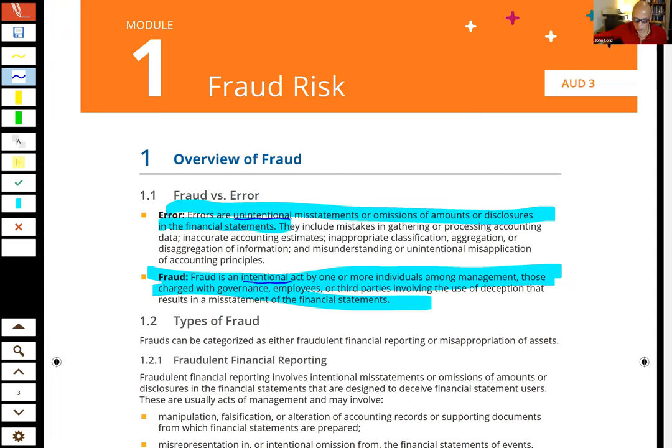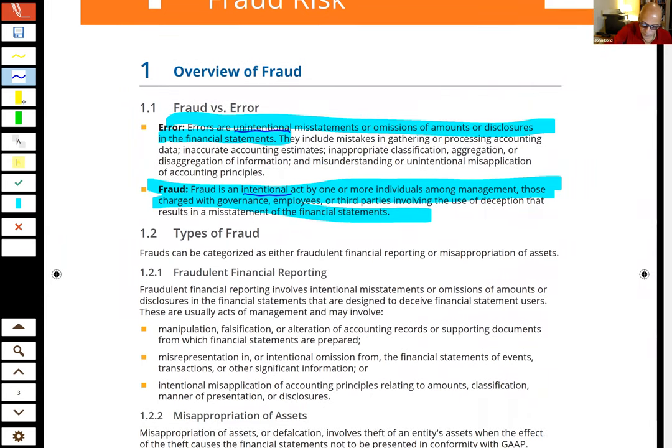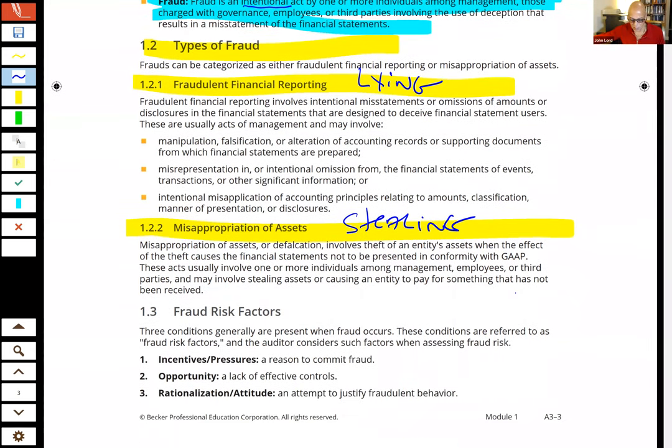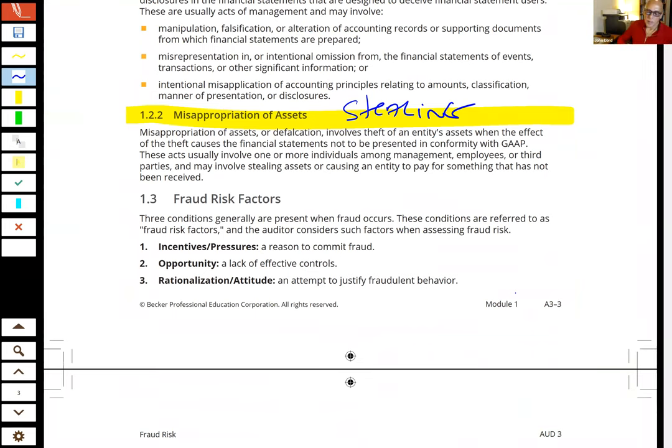Okay. Now, when we talk about these intentional acts, this fraud, there could be fraudulent financial reporting, which is basically lying, putting down that a sale occurred, existed, when in fact it did not, and doing that intentionally. And then misappropriation of assets is stealing, right? Stealing cash or whatever. Now, the way they break the risk factors as they relate to fraud, they break them into three potential types of risk factors, okay? And I want you to flashcard the three fraud risk factors.